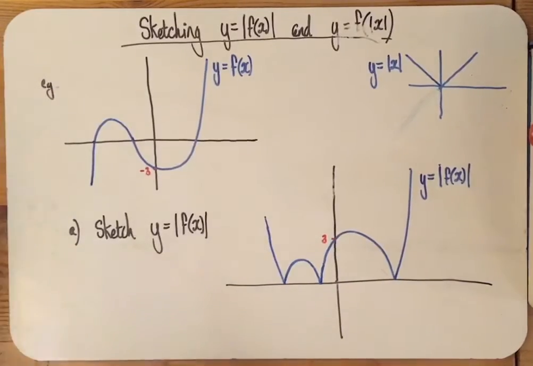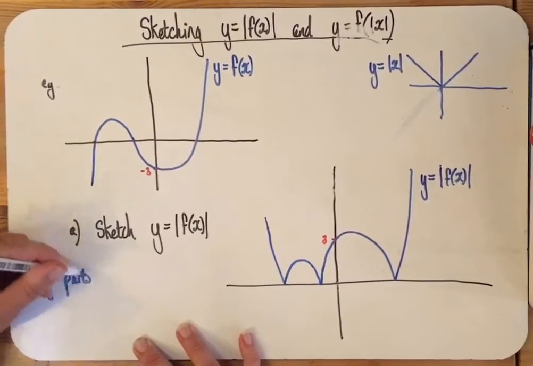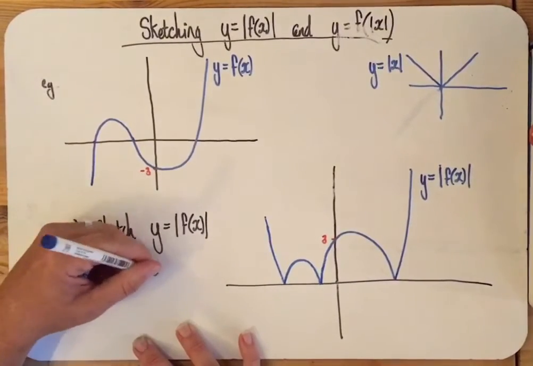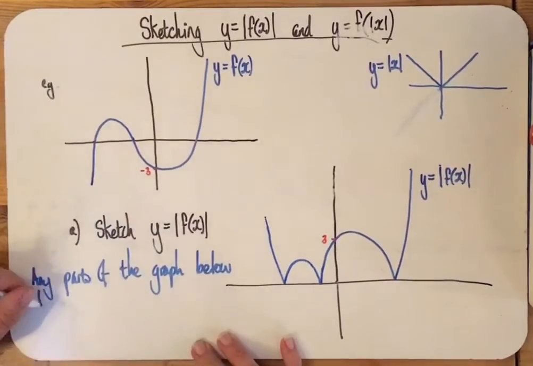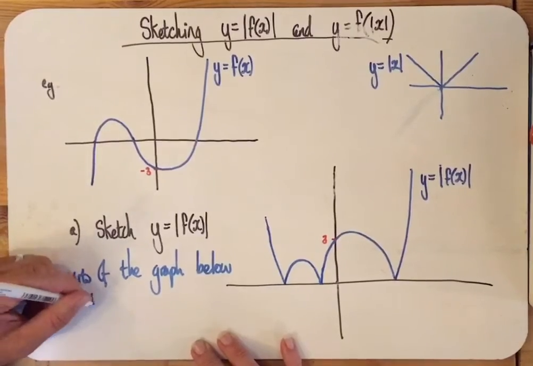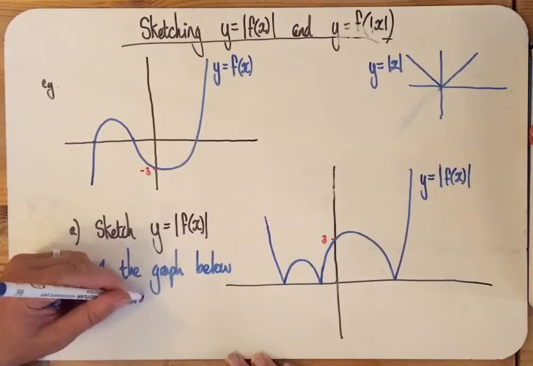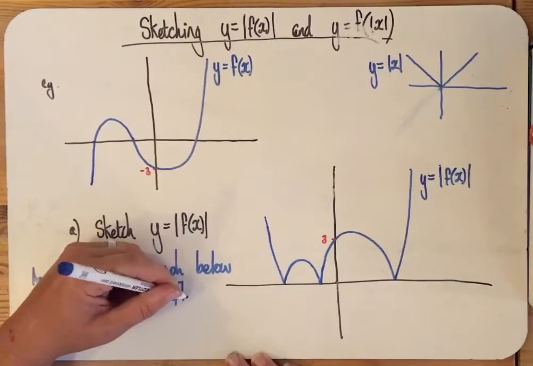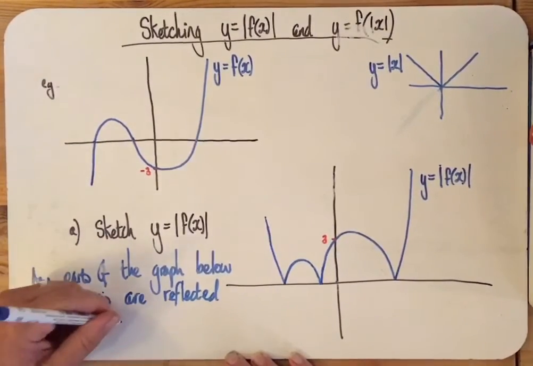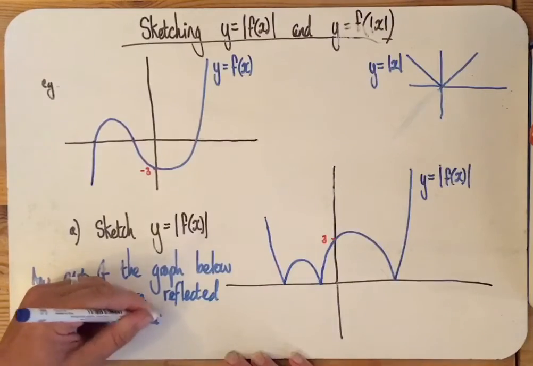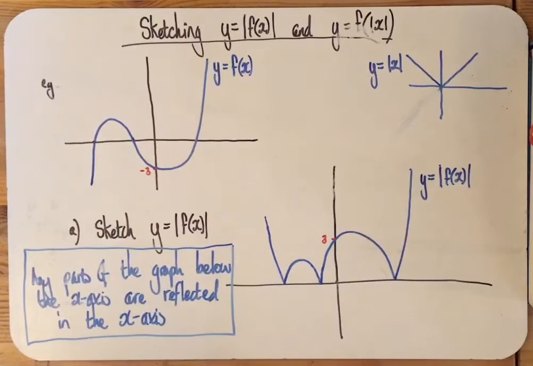So let's write that down. Any parts of the graph below the x-axis, but obviously the understanding is what you need rather than remote learning, are reflected in the x-axis. So that's what you need to do there.